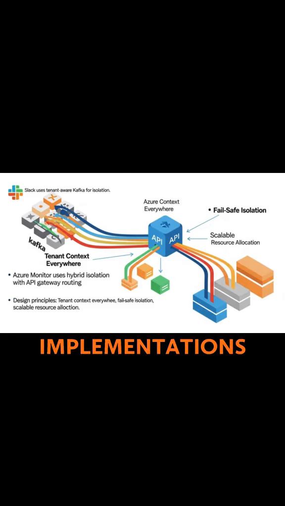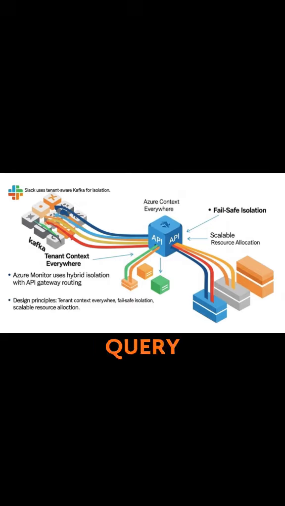These sophisticated implementations highlight some crucial key design principles you must embrace. First, tenant context must be everywhere. Every API call, every database query, and every processing job should explicitly include tenant identification. Never rely on implicit context.